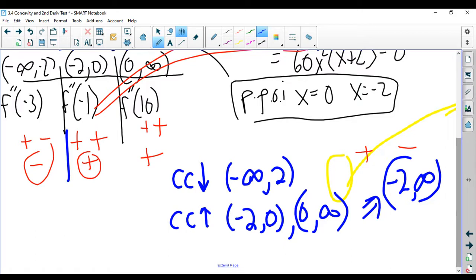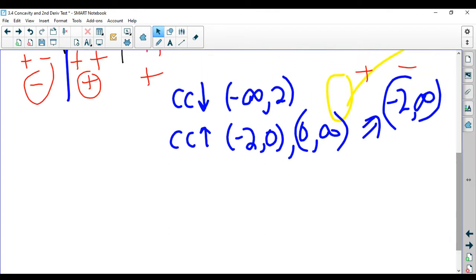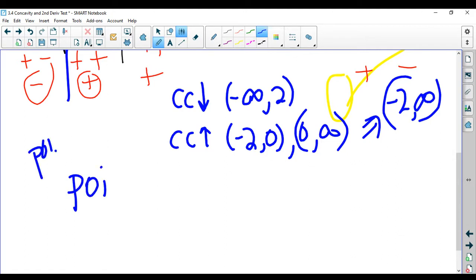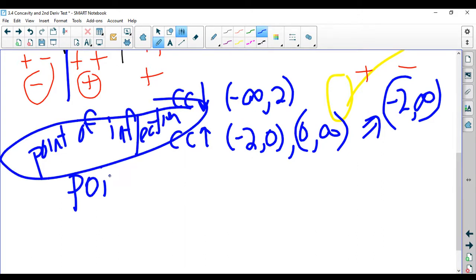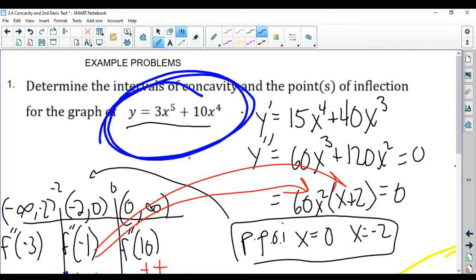So that means the point of inflection finally is where the concavity changes. The concavity went from concave down to concave up at -2, which makes -2 a point of inflection. So we can now also say the point of inflection, POI, is at -2, comma, and it's the point on the original graph, so you have to plug in the -2 here.